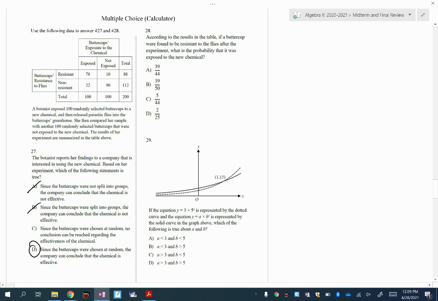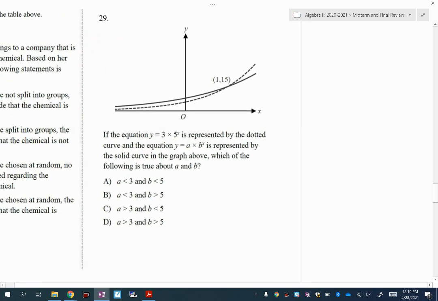All right, 28. According to the results of the table, if a buttercup were found to be resistant to flies after the experiment, so my denominator is resistant. So I'm looking at the total of 88 resistant buttercups. What is the probability that it was exposed to the new chemical? That's 78. So I'm looking for this answer. Oh, shoot, it's not there. But if I divide by 2, I get 39 over 44. Okay, let's go to 29.